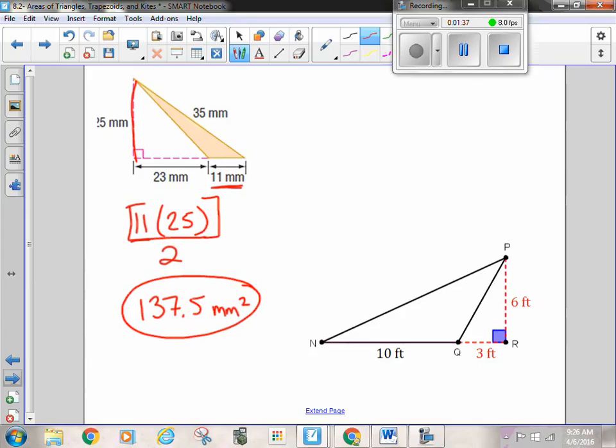If we look here and we find the area of the solid figure, my base is 10. My height is outside of my triangle, so that's 6, and divide by 2. Again, watch that. So 10 times 6, divide by 2, we're going to get 30 feet squared.